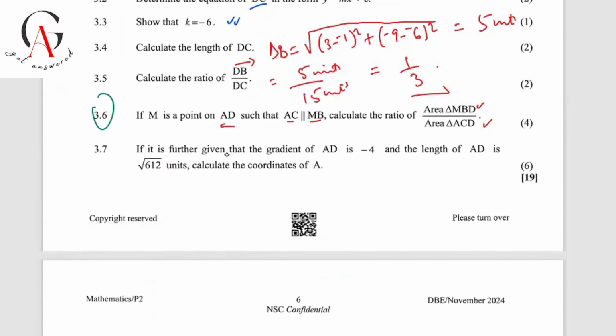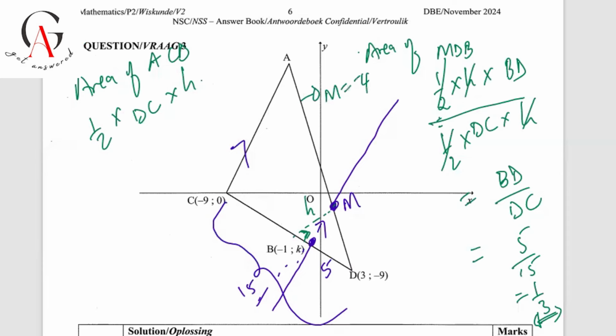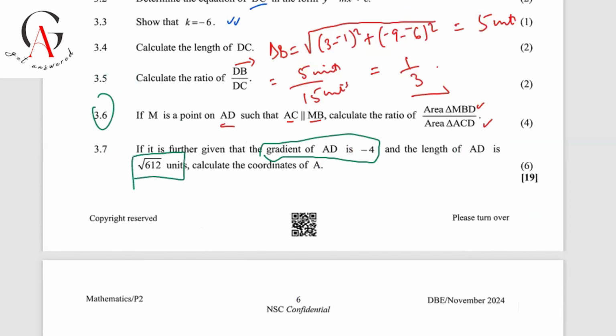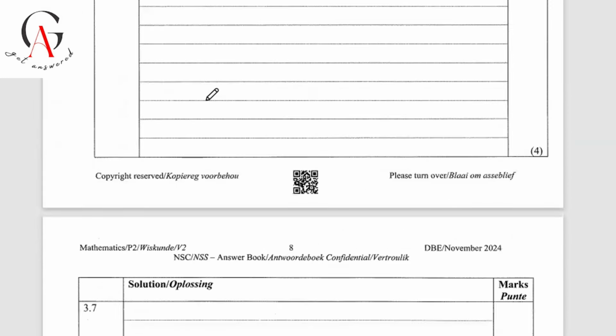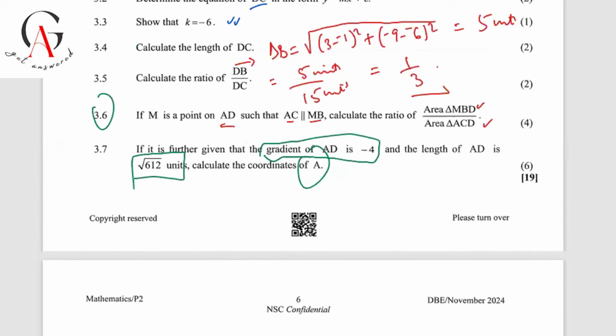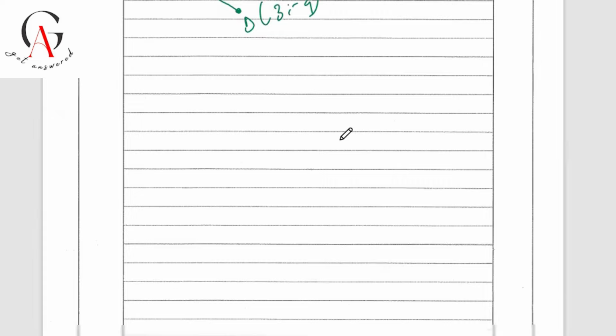All right, so that is 3.6. Then 3.7, they're telling us that it is further given that the gradient of AD is -4. Okay, so here we have the gradient as -4. Then the length of AD is square root of 612. AD is root 612. What do they want us to do? We need to find the coordinates of A. Okay. So our point M is not going to be of relevance, because all we need is A, which I'm just going to name as X and Y. We already have the coordinates of D, which are 3 and -9. So our gradient is -4, and then our distance is square root of 612. How many marks is it? It's 6 marks.